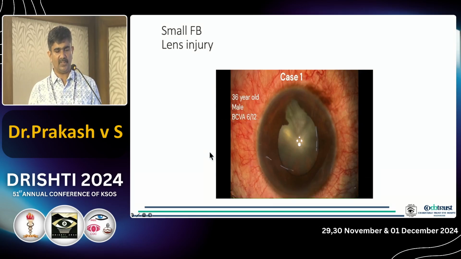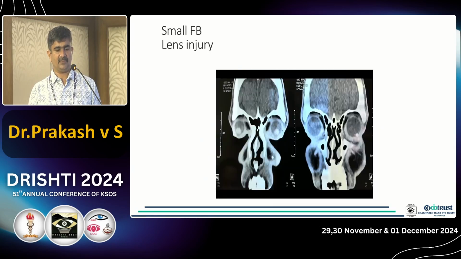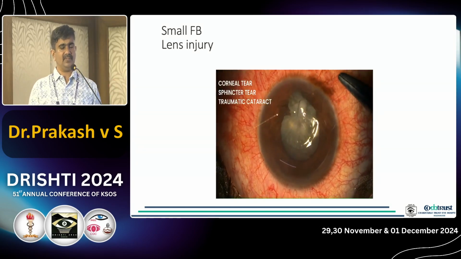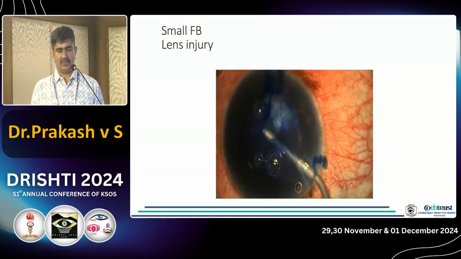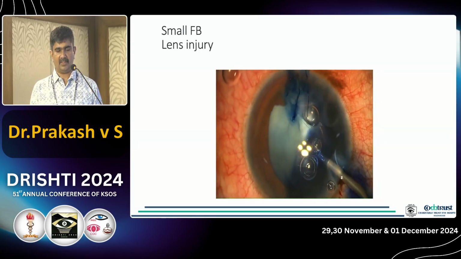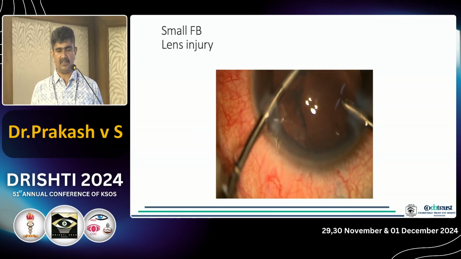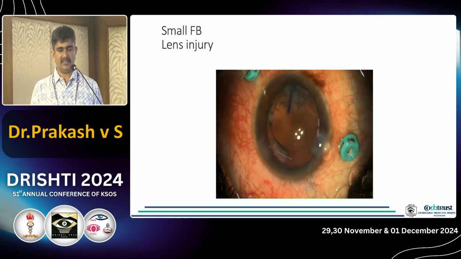So I'll go through a few examples of different types of foreign bodies. Here you have a small foreign body. The lens is injured. The B scan shows the foreign body lying in the vitreous. It's a very small foreign body. It's a light foreign body, not very heavy. So here you have a corneal tear, as well as lens injury. So the lens is removed. You can see the PC rent there through which the foreign body has gone inside. So all the cortical matter, everything, is cleared very well.